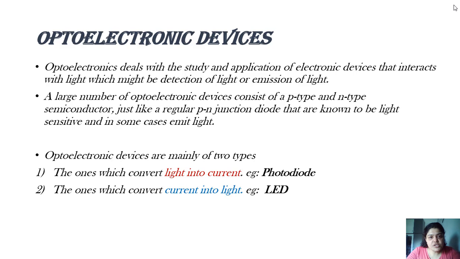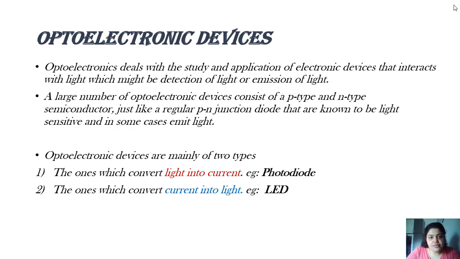It's a question which is generally asked as a short note of around 7 marks. So first of all, let me just tell you what is an optoelectronic device. The word optoelectronics means something which has a relation with light and electricity. So optoelectronics deals with the study and application of electronic devices which interact with light.